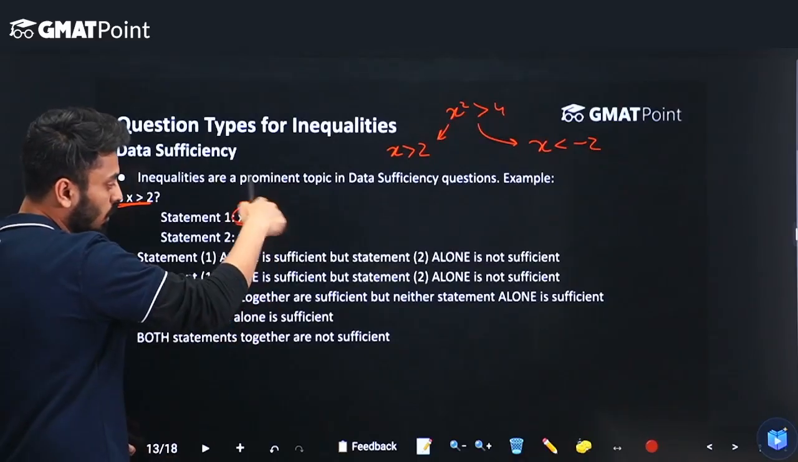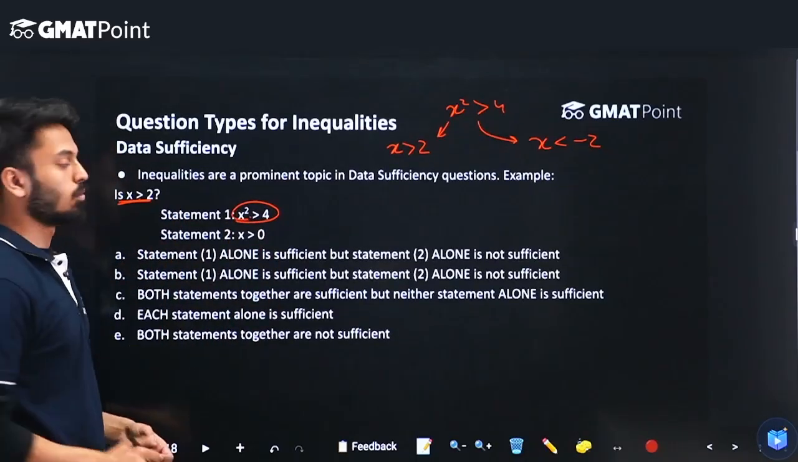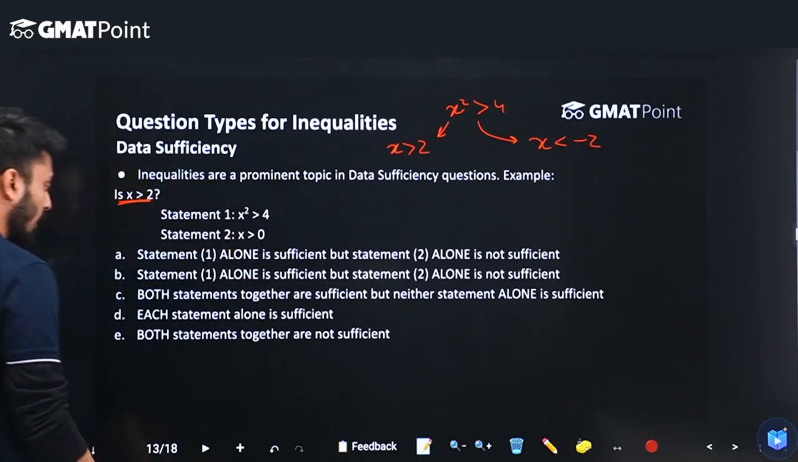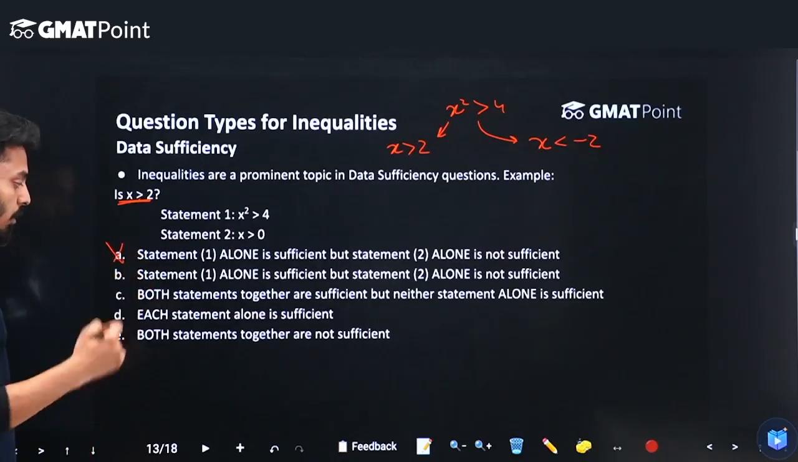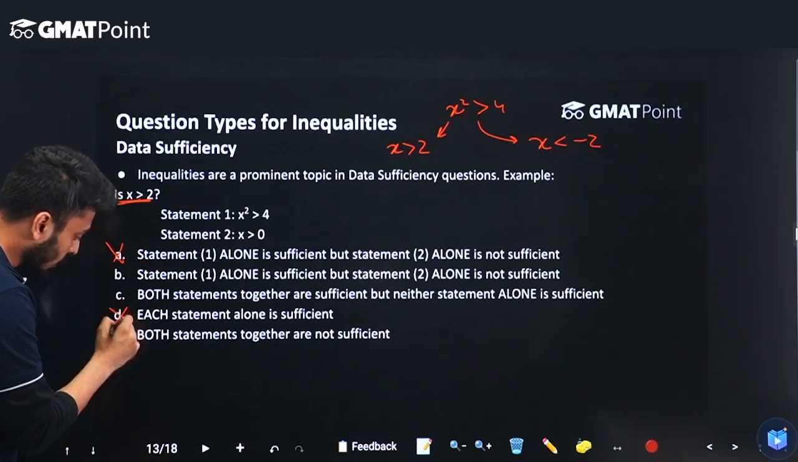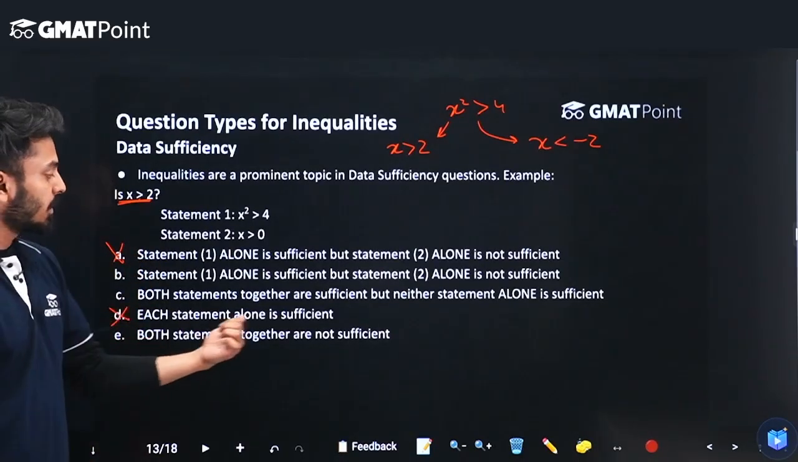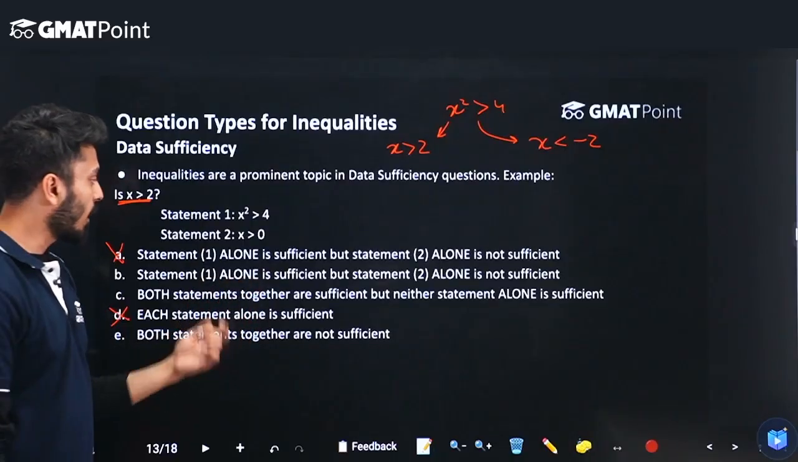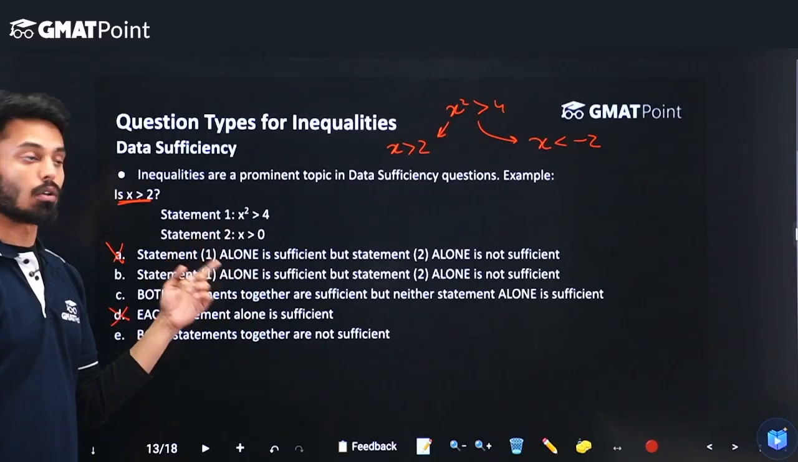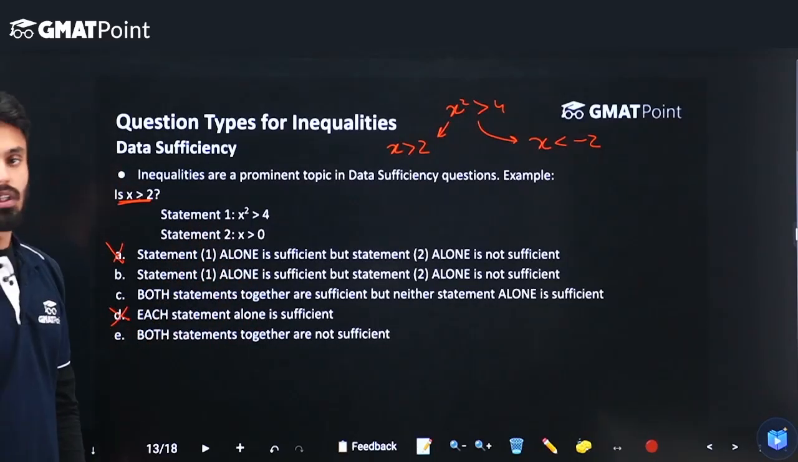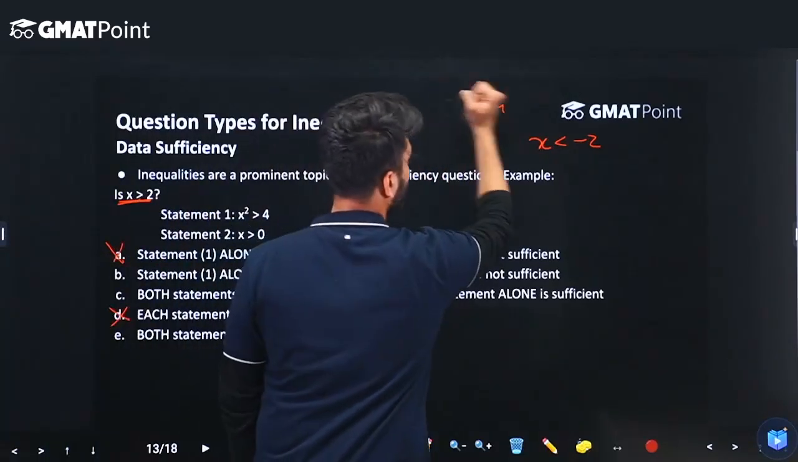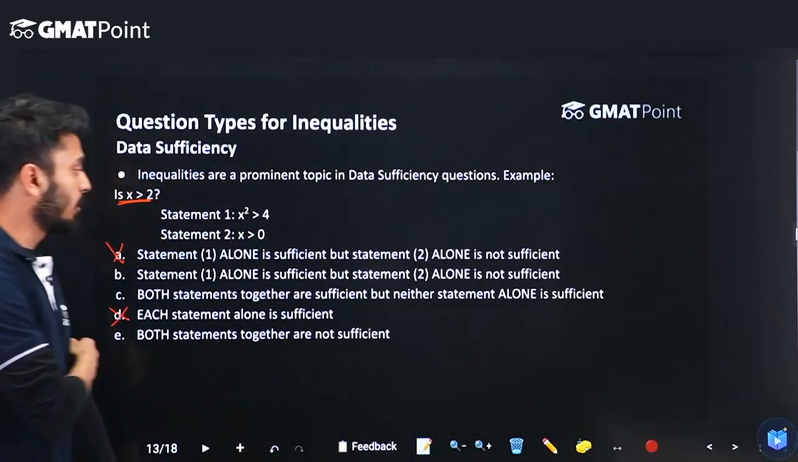So this does not conclusively tell me whether x is greater than 2. So we can reject option A, and if you think about it, you can also reject option D. Option D says each statement alone is sufficient, and I know for a fact that at least one of them is not sufficient on their own, so I can reject option D.